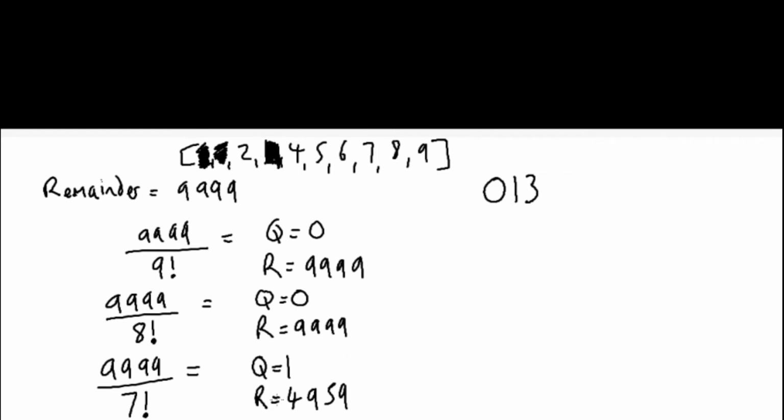We just keep going on. We keep going on until the remainder is 0. So there's a long way to go yet. So the remainder is now 4959. 4959 divided by 6 factorial. And that is 4959 divided by 720, which I think is 6, with a remainder of 639.